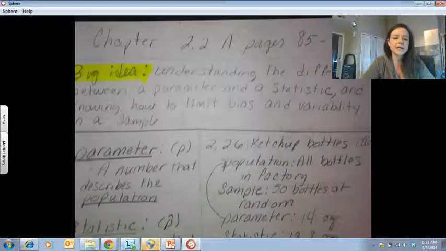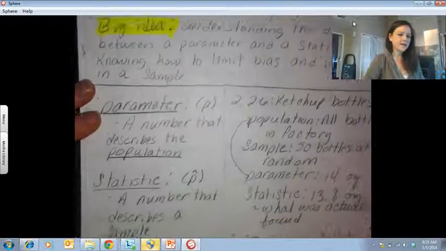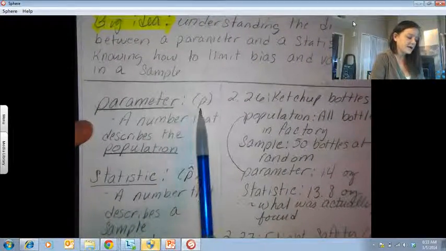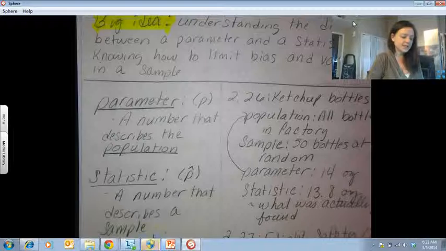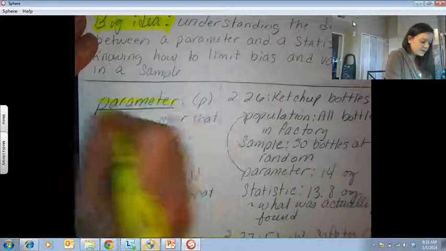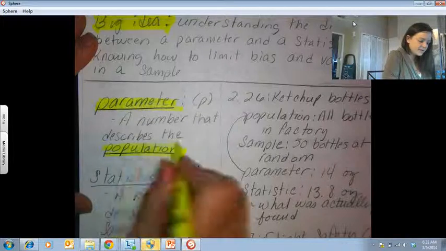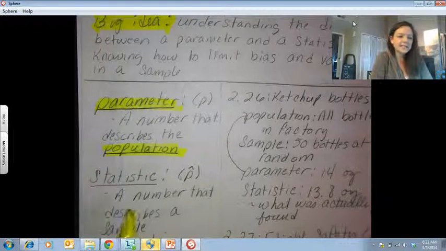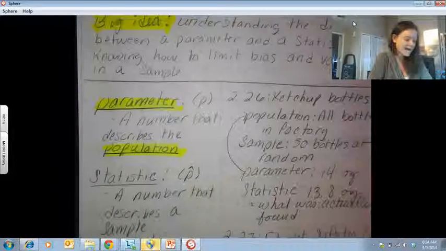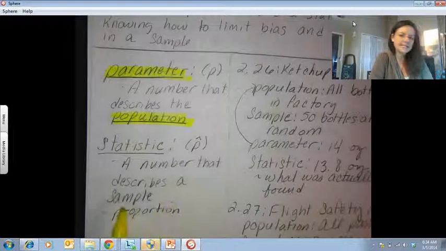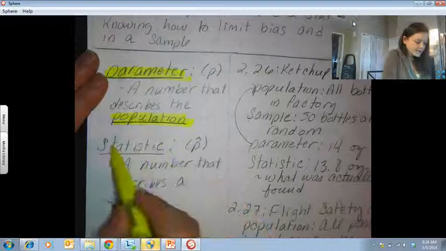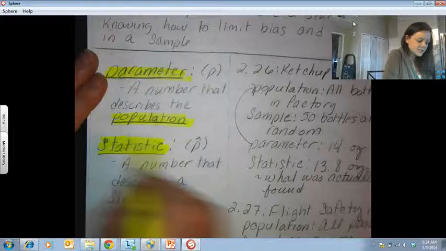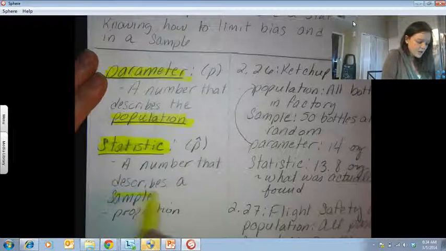define parameter and statistic. So here I have a parameter, and they call that P. That's the variable they use. It is a number that describes the population. So an easy way to remember this, the P, the parameter, stands for the P word here, which is population. And a statistic, or P hat, they call that P hat, is a number that describes a sample. So again, here you can use an S for an S. A statistic describes a sample. So that'll help you when you're looking at test questions, quickly differentiate between which one is which.